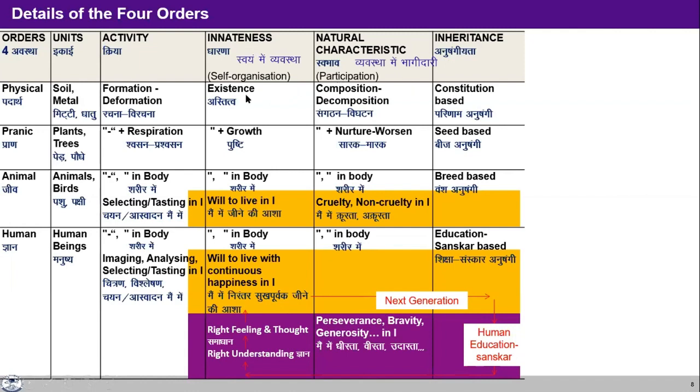So we talked about all these four orders in detail, talked about their activity, their innateness, their natural characteristic and inheritance.